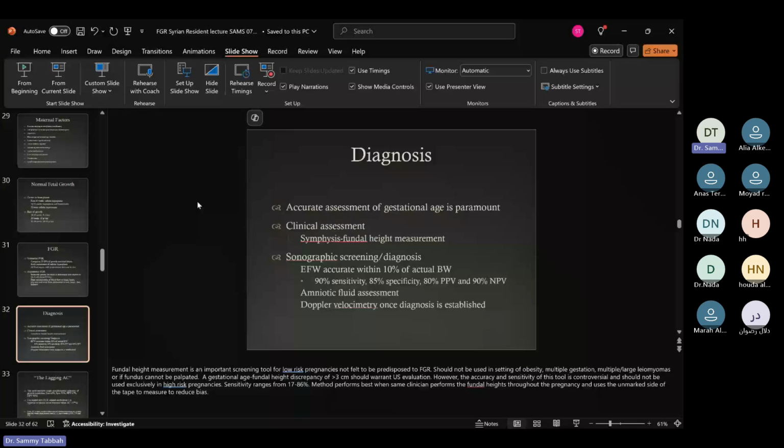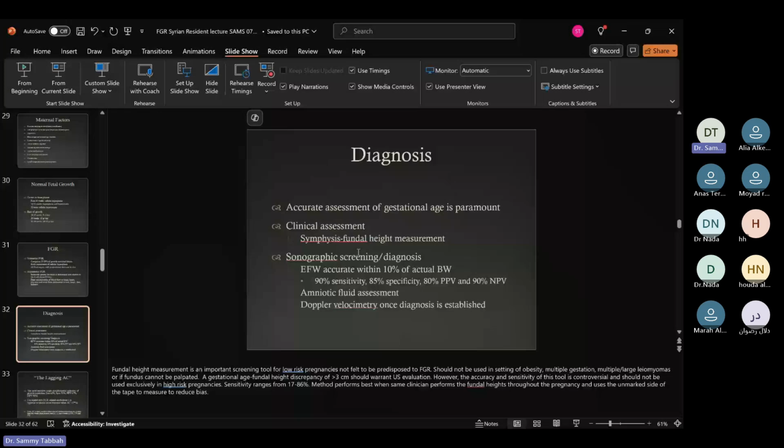The other way that growth restriction is often found is in the office, if you're measuring the fundal height. If you're using a tape measure from the pubic symphysis to the top of the fundus, there is a correlation between the measurement and the gestational age of the fetus. So if you have a discrepancy of more than 3 centimeters, then that patient is at risk of having fetal growth restriction and should have an ultrasound performed. Ultrasound is really the most accurate way of identifying a growth restricted fetus.